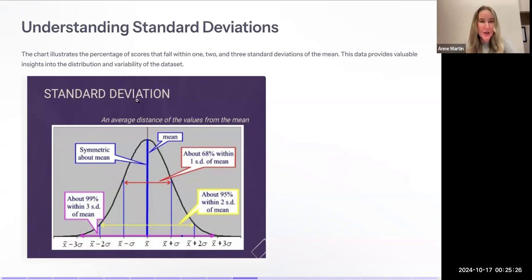Here you can see the mean, and this is one standard deviation. The standard deviation calculates a number that is a distance from the mean that encompasses 68% of the data. So that's close to about 70%. Within two standard deviations would be 95%, and then 99% will be within three standard deviations.